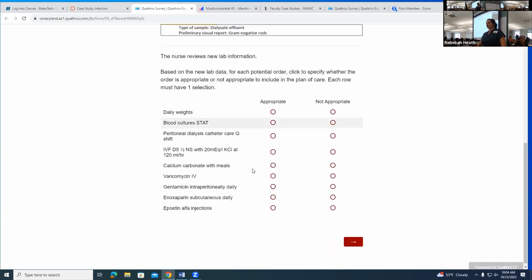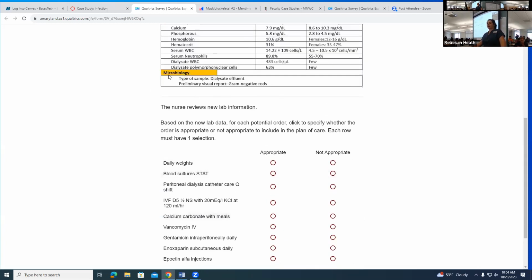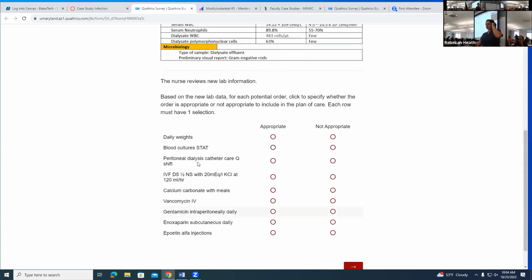Okay, so there's lab information back. The dialysate effluent grew gram-negative rods. All right. So are we gonna say these interventions are appropriate or not appropriate? Daily weights? Appropriate. Anytime somebody has renal failure, we always want to weigh them. Blood culture stat. Yeah, it's a pretty good idea. Peritoneal dialysis care every shift. Appropriate. IV fluids, D5 half NS with 20 milliequivalents of potassium at 120 an hour.